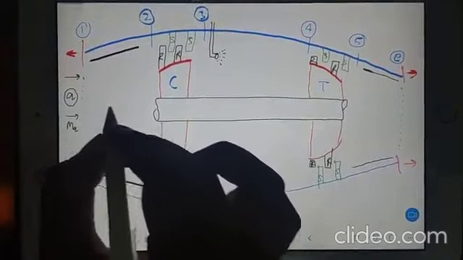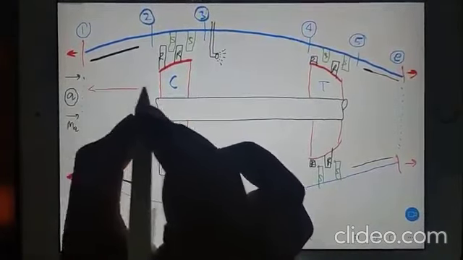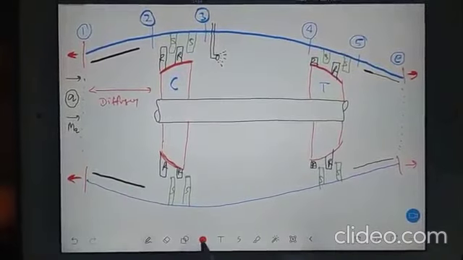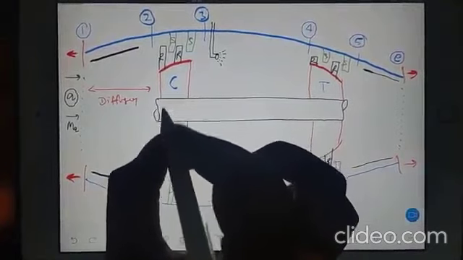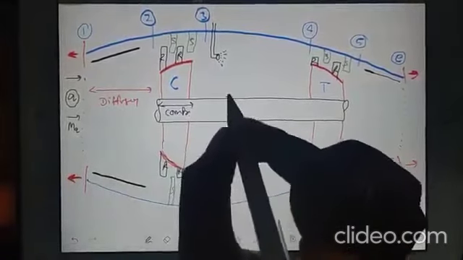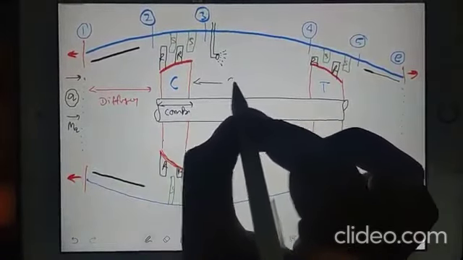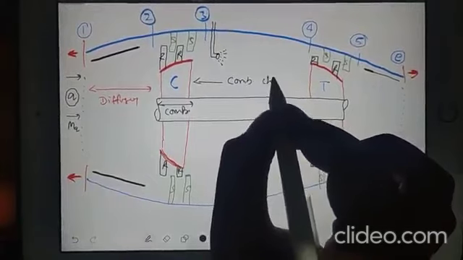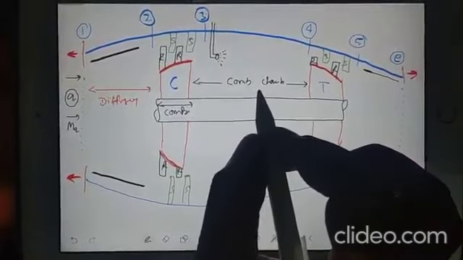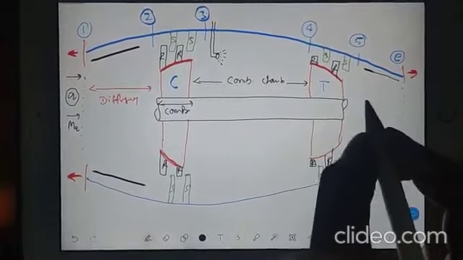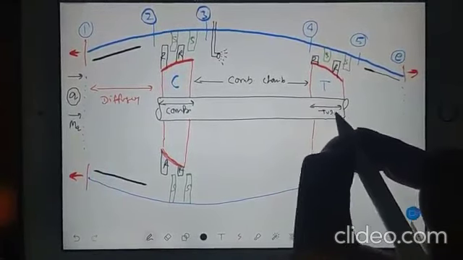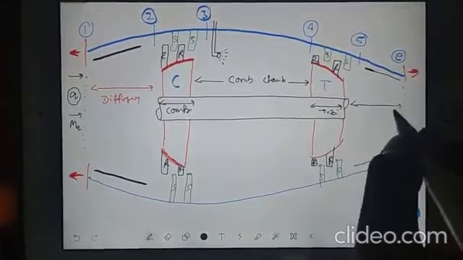So you give the names here. From here to here it is diffuser, and from here to here it is compressor, and from here to here it is combustion chamber. Combustion chamber is also known as combustor. Sometimes people say combustor. And from here to here it is turbine, and from here to here it is nozzle.